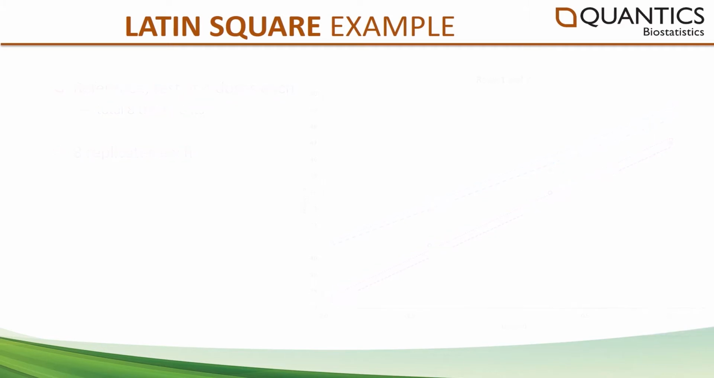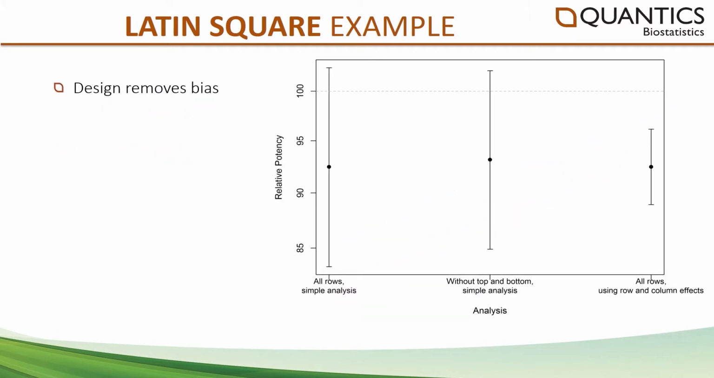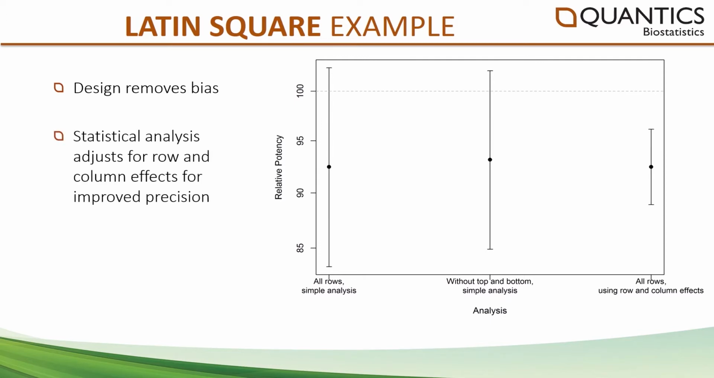So the Latin square is a design which removes the bias in the estimate. As we said at the beginning, it's a nice balanced design, and where there are row and column effects, these are balanced out because every treatment appears in every row and in every column. However, what it also does is allow a statistical analysis which can adjust for the row and column effects. So that removes those row and column effects from the estimate of the relative potency to give us a more precise estimate. So the plot here shows 3 different approaches from the same data set.